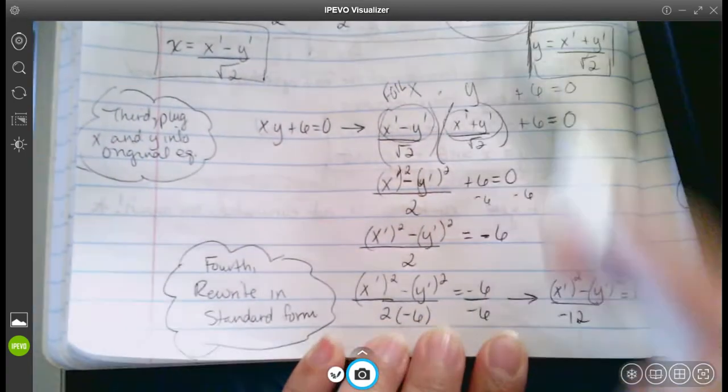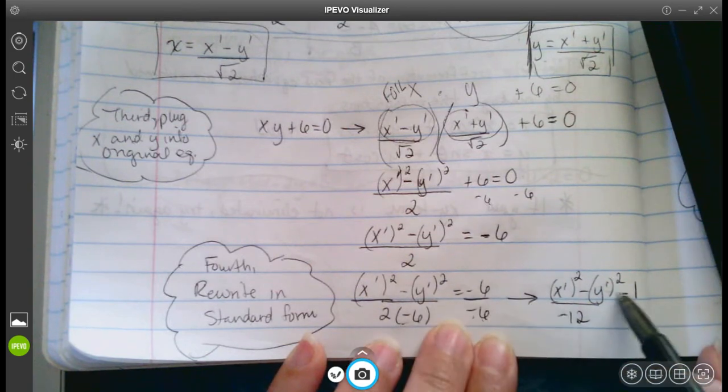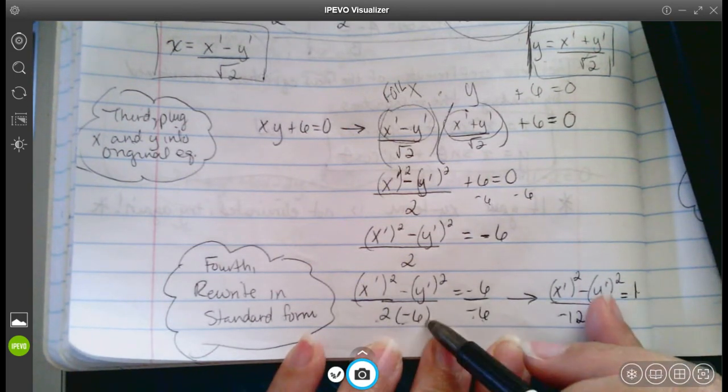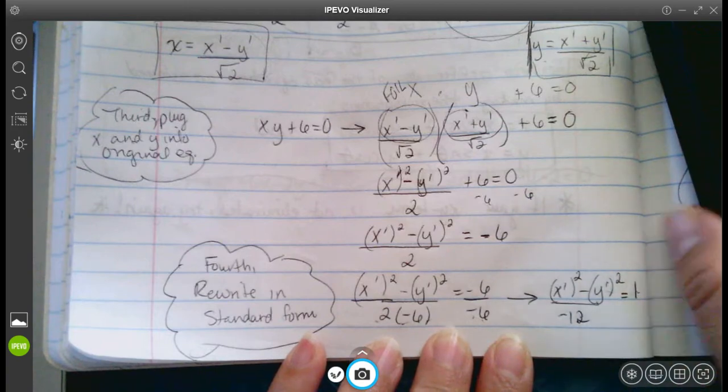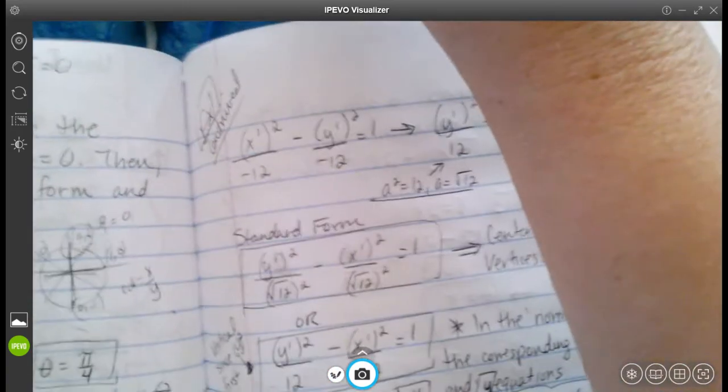So how do I do that? Well, I divide everything by negative 6. So negative 6, negative 6. Now we have the 1, and then 2 times negative 6 is negative 12. Okay, so we are a little over halfway done with this one problem.